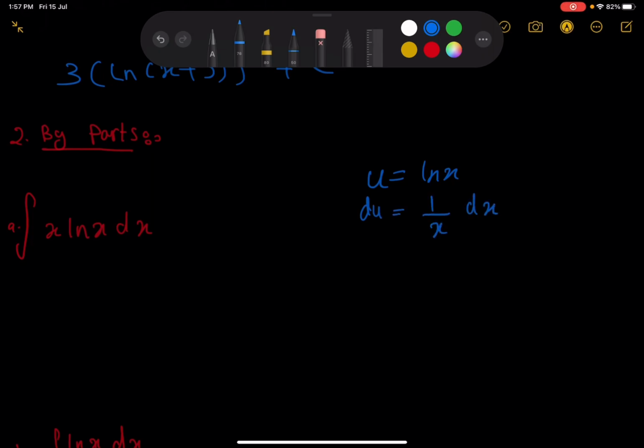But is this similar to this? Like if we tried, for example, to separate them. For example, I'm having ln x times x dx. No, they're not. So this won't solve the problem for me. So what I'm gonna do is integration by parts. And in integration by parts, we're having 2 variables instead of only one. So I'm gonna have u and dv.